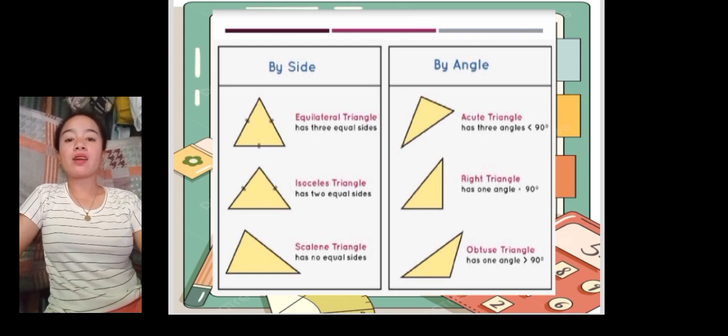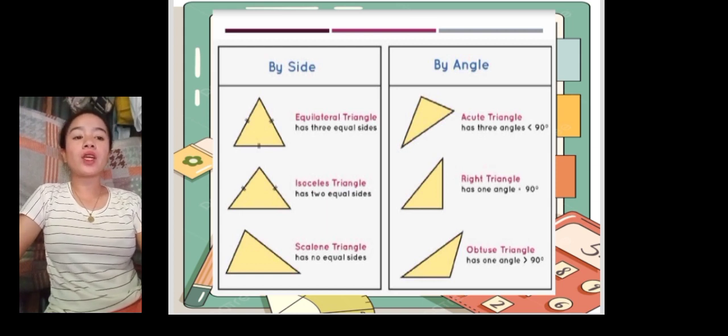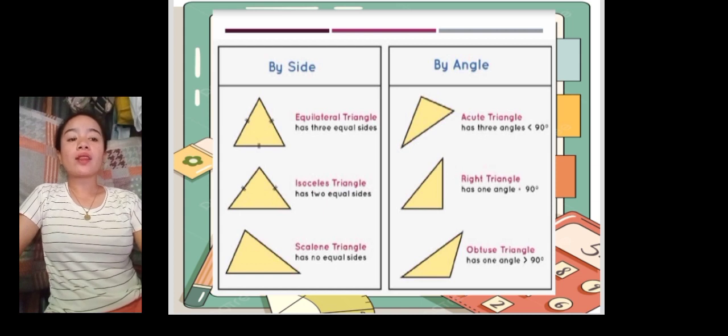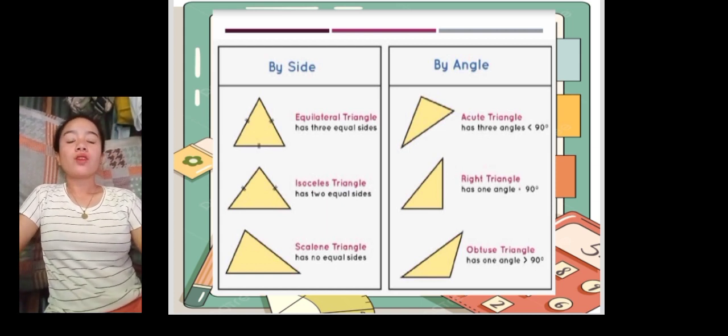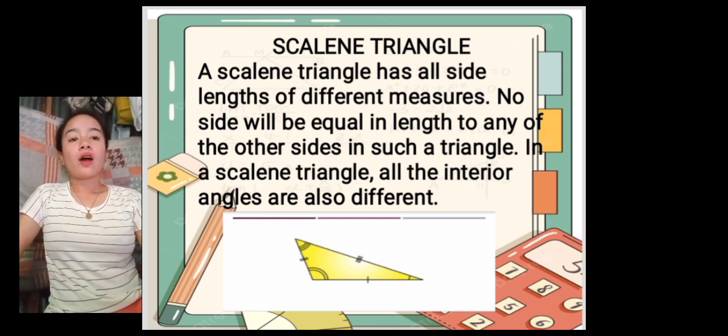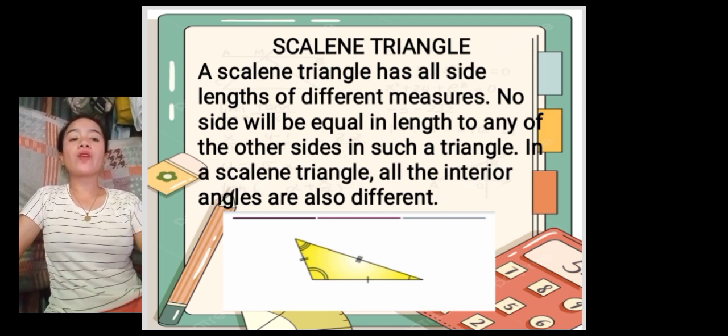Next one, we have the angles of triangles. We have here acute triangle has three angles less than 90 degrees. Next one is right triangle has one angle of 90 degrees. And the last is obtuse triangle which has one angle greater than 90 degrees. So first, I will discuss what is a scalene triangle. A scalene triangle has all side lengths of different measures. No side will be equal in length to any of the other sides in such a triangle. In a scalene triangle, all the interior angles are also different.